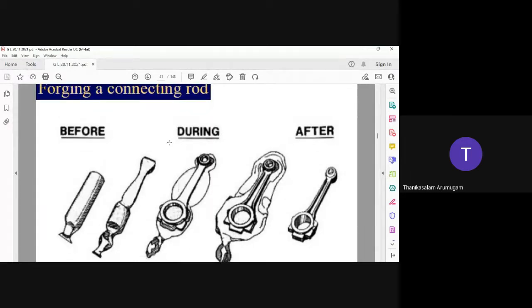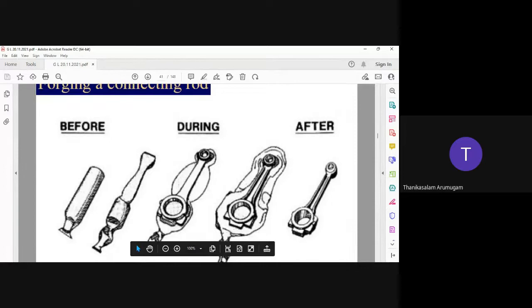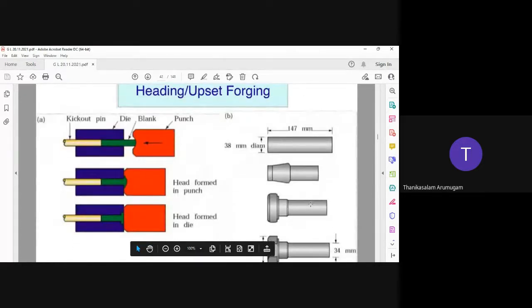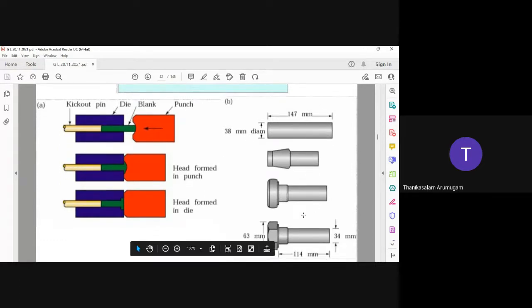See the forging of a connecting rod. You can see the forging method, the various stages, before and after. See the first initial shape, 147 mm length and 38 mm diameter, and after heading or upset forging, the final part. See here, the final part.